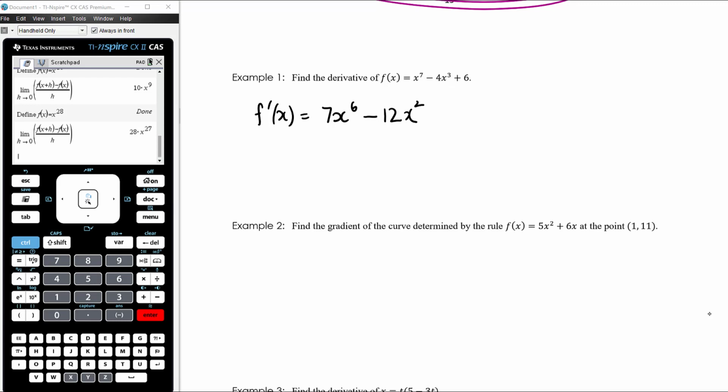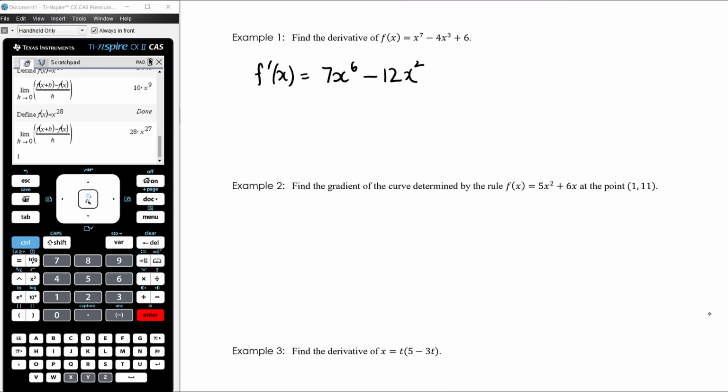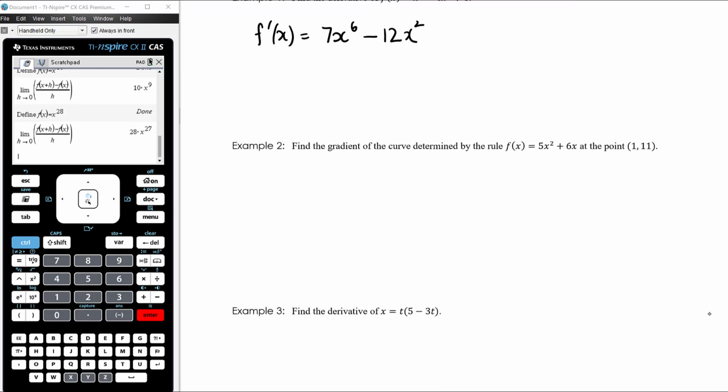Okay, so there's our derivative. Okay, example 2. Find the gradient of the curve determined by the rule f of x equals 5x squared plus 6x at the point 1, 11. Okay, so we want to find our gradient function and then work out the gradient at a particular point. Okay, so let's worry about that bit later on. Let's first of all find our derivative. So our original function is again called f of x, so our derivative will be f dash x.